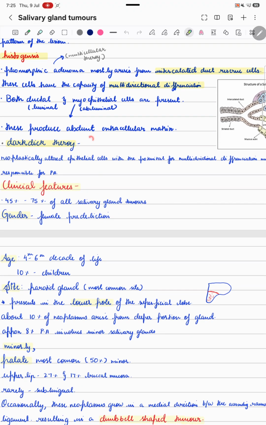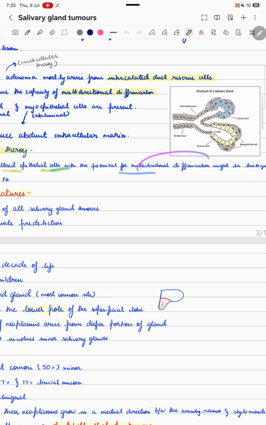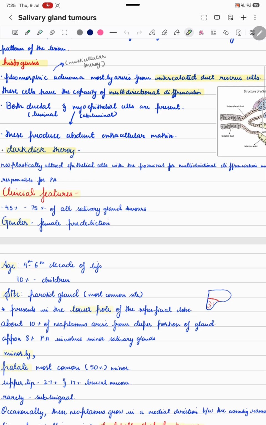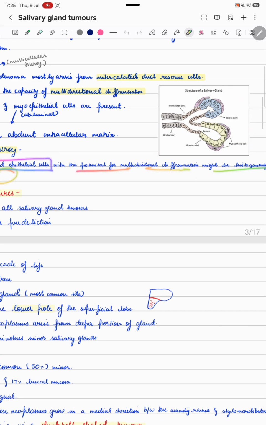And there was one more theory, that is Dardick's theory. He said that neoplastically altered epithelial cells with the potential for multidirectional differentiation might be histogenetically responsible for PA, right? So, neoplastically altered epithelial cells with the potential for multidirectional differentiation, right?